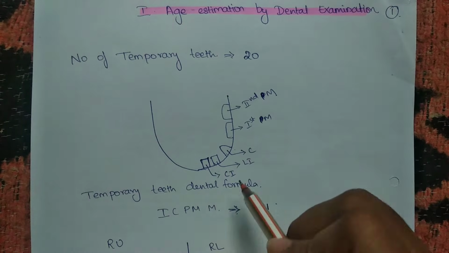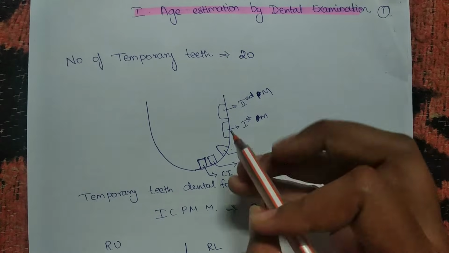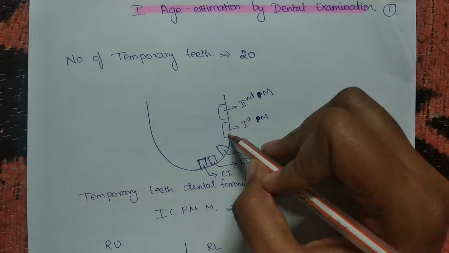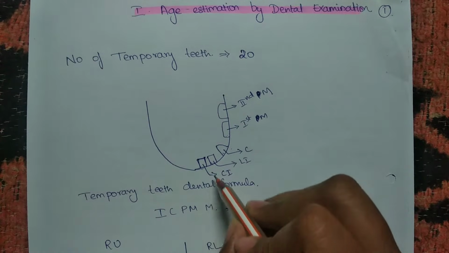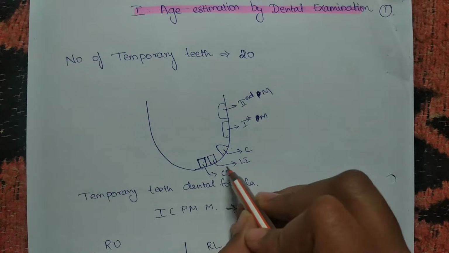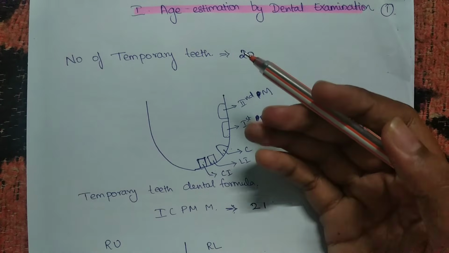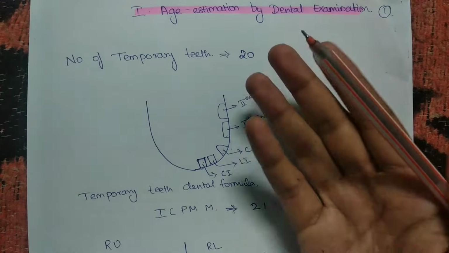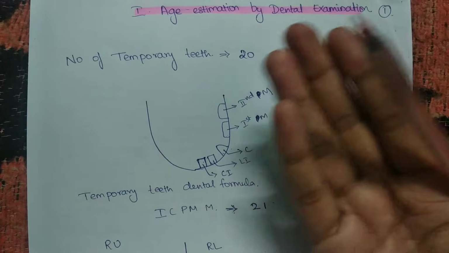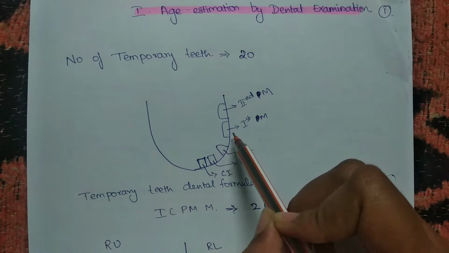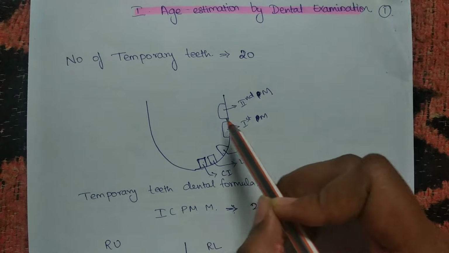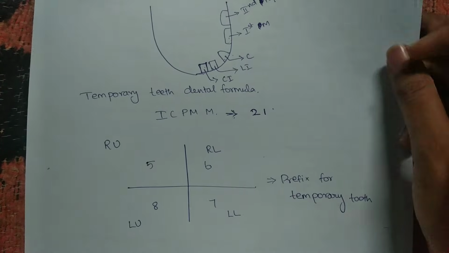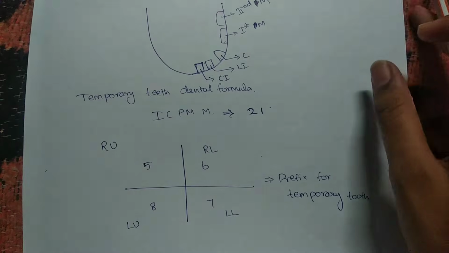There are three types of temporary teeth present in our mouth. So each quadrant will have three types of temporary teeth. They are incisors, canines and molars. This is central incisor, this is lateral incisor and this is canine. There is no temporary premolar present and there is no temporary third molar present. So this tooth is first molar and this is second molar. So each quadrant has 5 teeth.